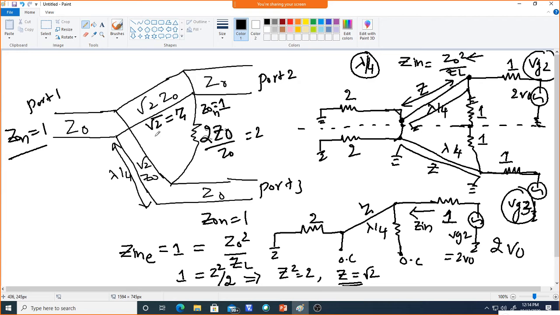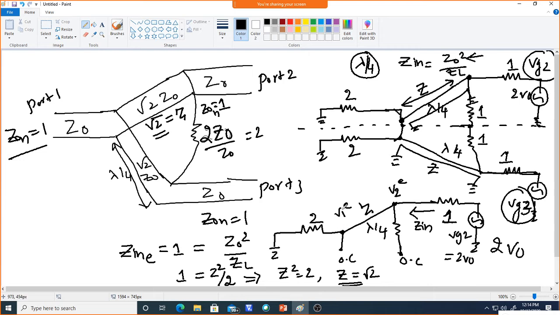So the value of Z is root 2. This is how we will get the value of Z equal to root 2. Now we need to find the voltage at these points, that is V2E and V1E. If I find the voltages at these points, then we can find the E1 mode voltages, and that will be V2E and V1E.